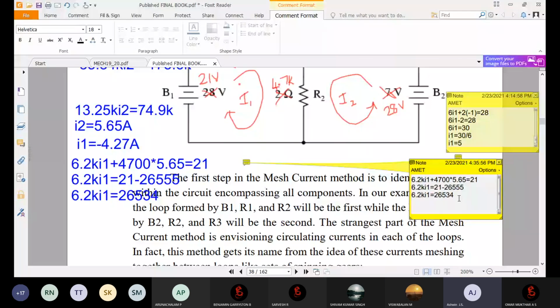Okay, so here now I1 is equal to, this should be minus. Can you see the comment, ma? Yes, sir. Okay, so next I1 is equal to minus 26534 divided by 6,200. So what is the value? 1.05 divided by 6,200. How much did you get?